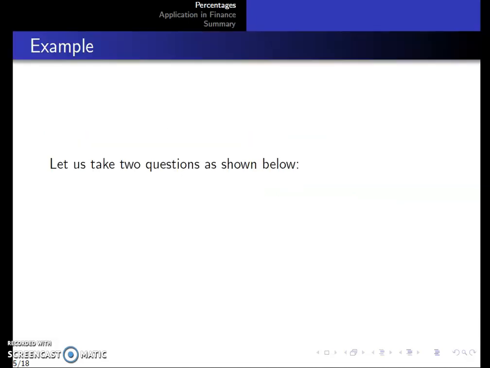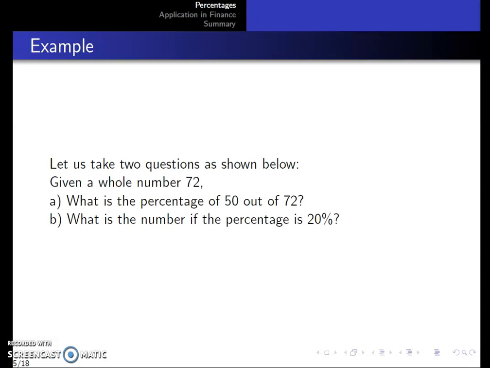So let's take two questions. Now, given a whole number 72, there are two questions we'd like to tackle. First of all, we'd like to tackle 50 out of 72. What is the percent of 50 out of 72? Secondly, we'd like to tackle the question of how do you convert a percentage back to 72? It's the same thing that we did, but we are using different numbers.